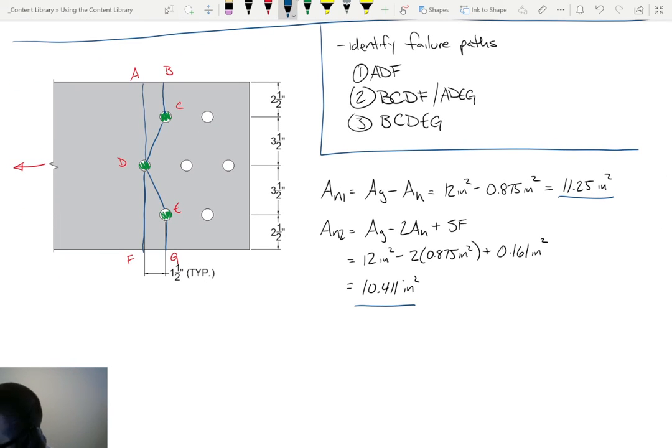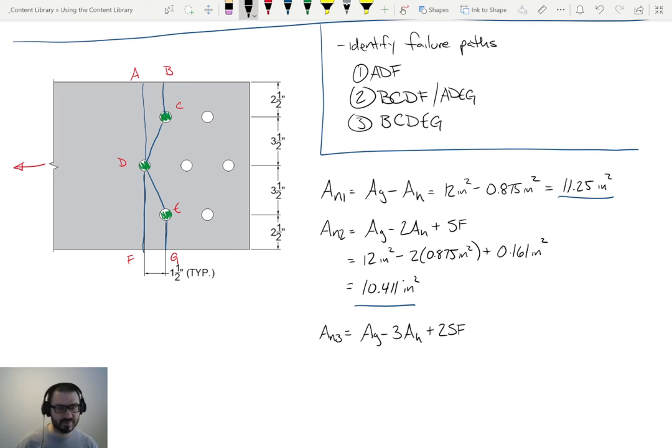Okay, so let's look at net area 3. That's going to correspond to BCDEG. So what is BCDEG? BCDEG, how many bolts do we go through in that path? Well, we pass through 3. How many diagonal paths do we encounter along that path? Well, 2 of them. One from C to D and then one from D to E.